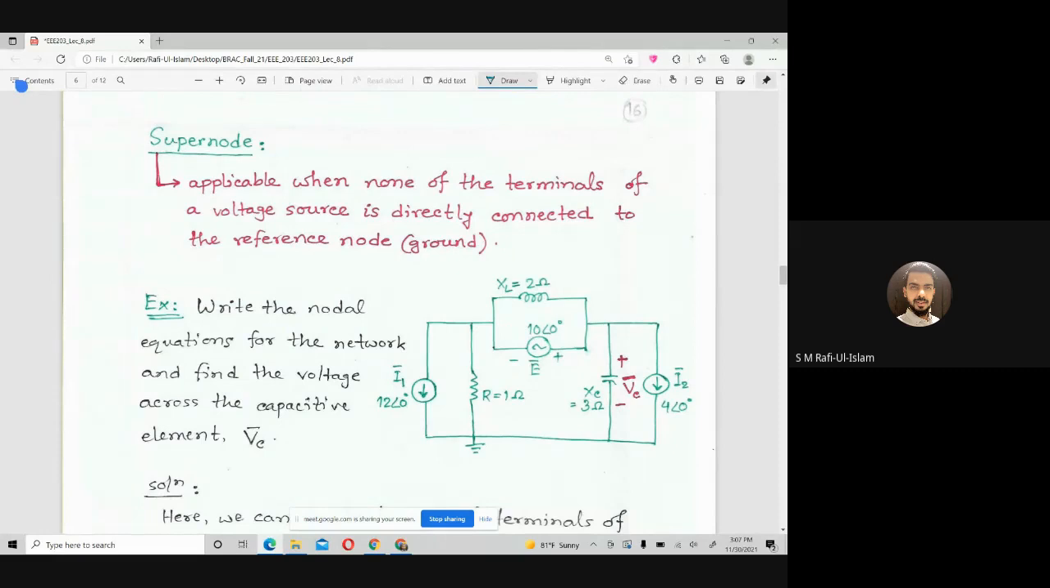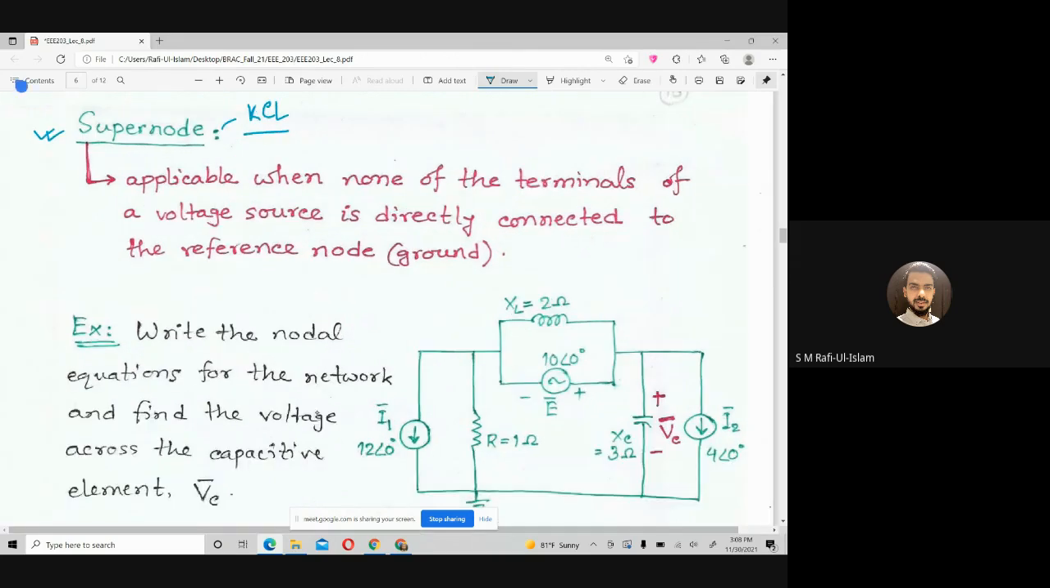Have you ever heard of super loop and super node? Probably in this circuit course you have learned, right? So what is called super loop and super node? Super node is applicable for KCL. If you want to apply KCL, then you may need to use a super node.